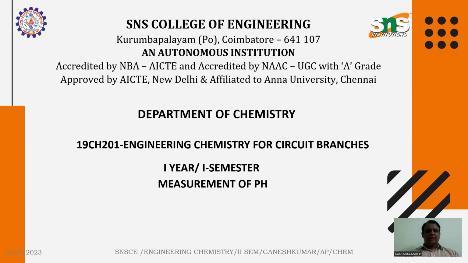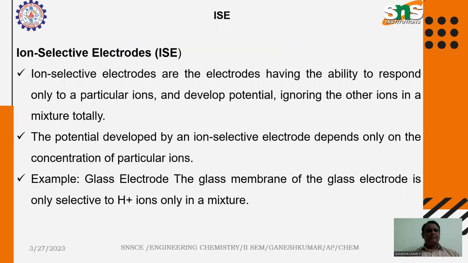Hello all. In this session, we discuss the measurement of pH by using an ion selective electrode. An ion selective electrode, we call it a glass electrode. It has an ability to respond to only particular ions. It can ignore all the other ions, but it can respond to a particular ion and it develops a potential. The potential developed by this ion selective electrode depends on the concentration of the particular ion.